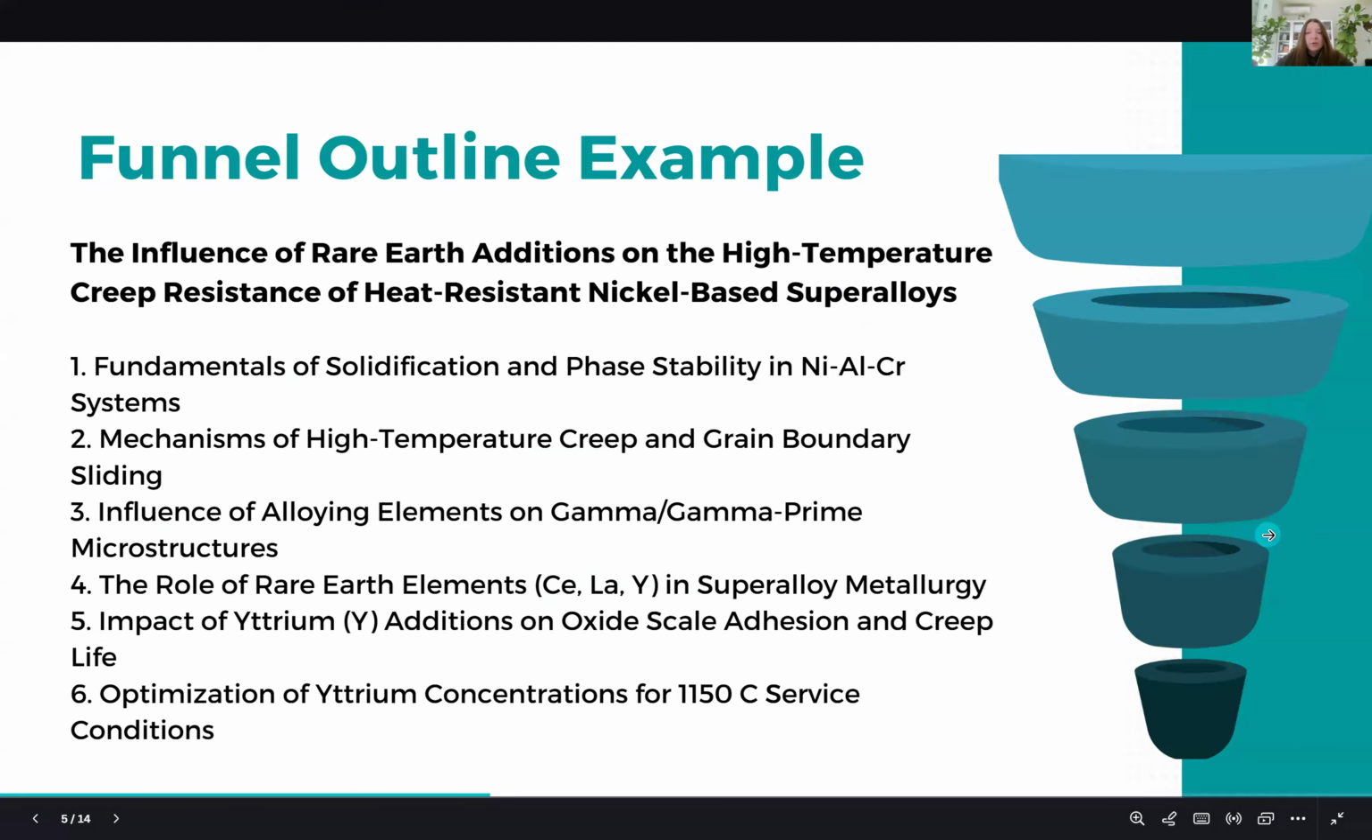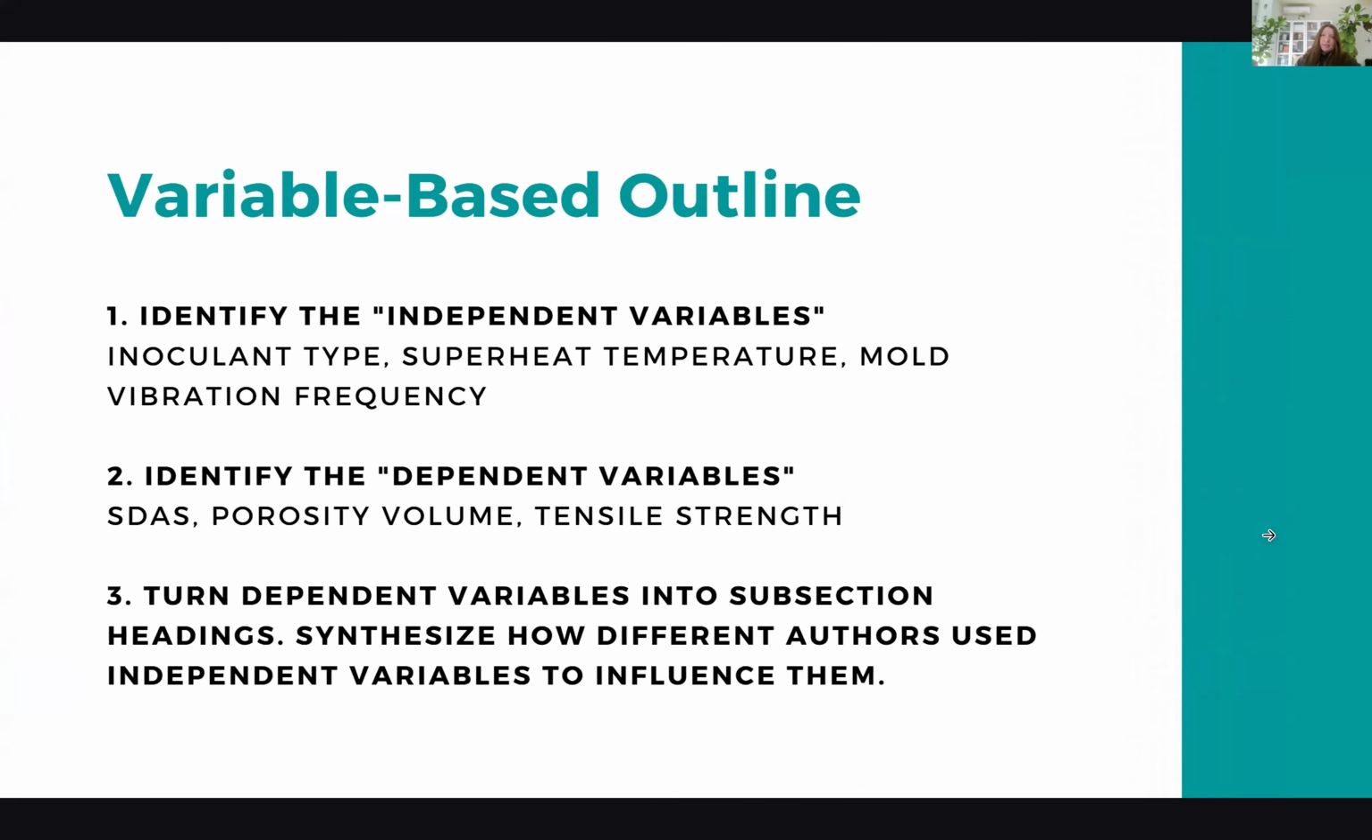Okay, moving on to thematic type outlines. There are, once again, different ways you can sort them. One way you can do it is using a variable-based outline. So first you identify your independent variables. So these are factors you can change, or at least authors in your sources or your references change.